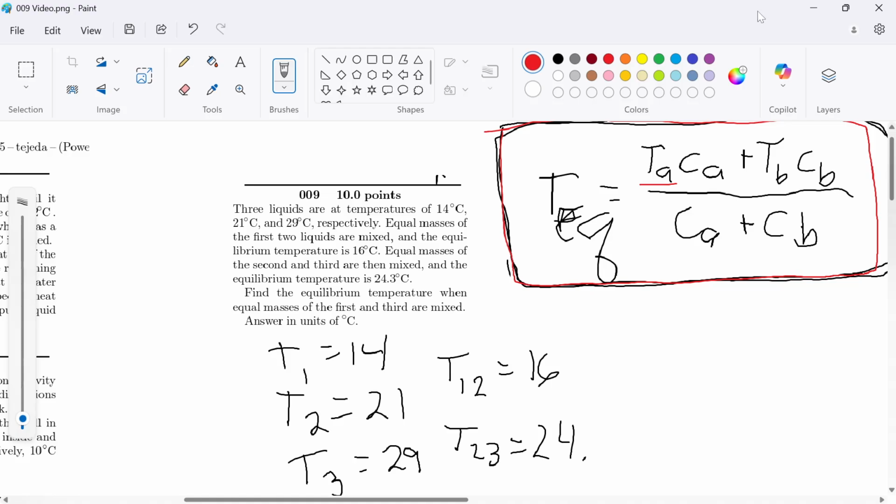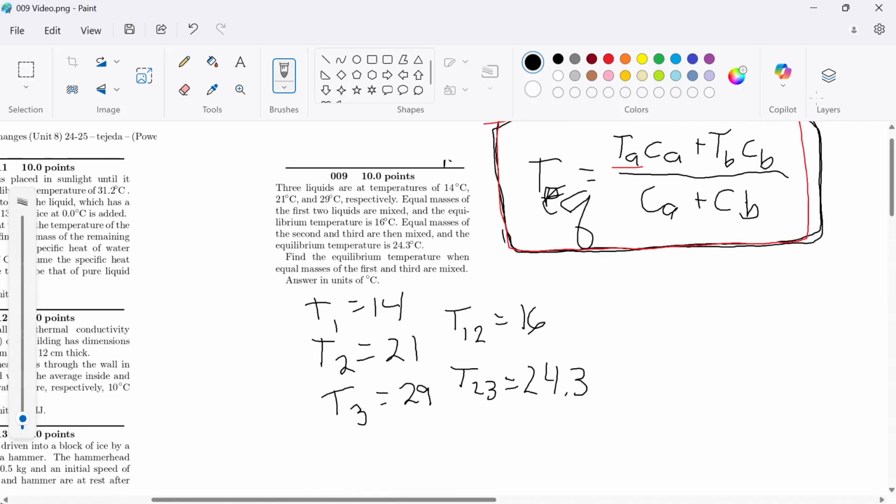So I'm going to check this, and I've written down all the temperatures here. The temperature of liquid 1 is 14, temperature of liquid 2 is 21, temperature of liquid 3 is 29. And when I mix them, the equilibrium temperature for 1 and 2 is 16, and for 2 and 3 is 24.3. I almost lost a digit there. That would have been terrible.